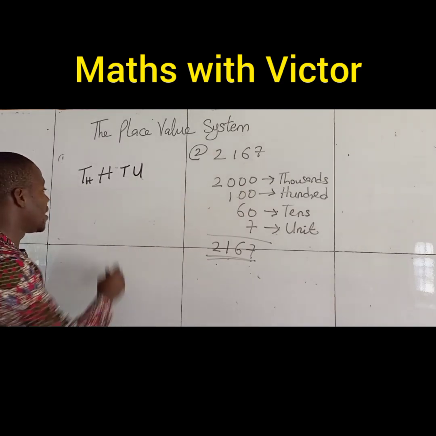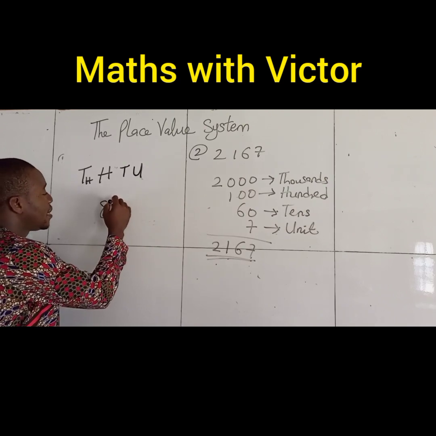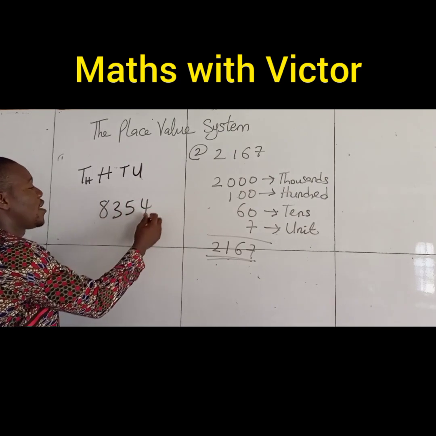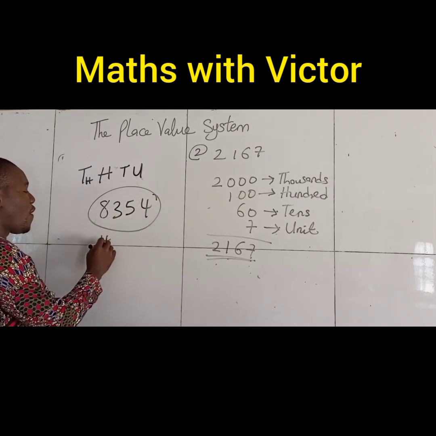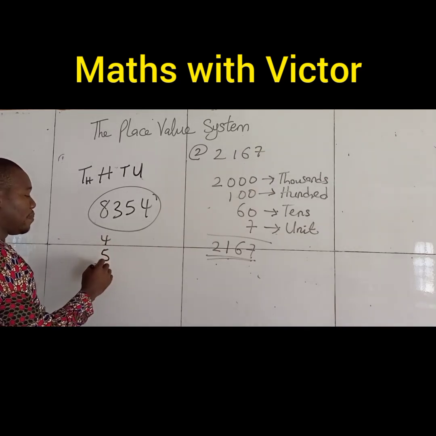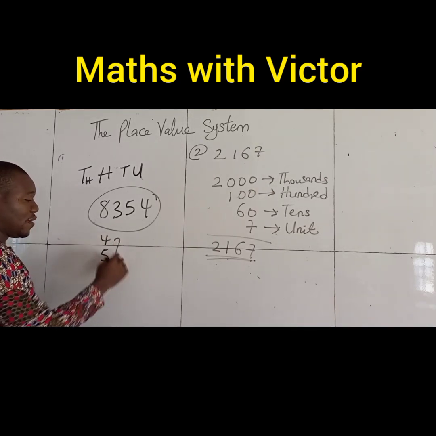I will leave you with this: 8, 3, 5, 4. So you tell me the place value of 4, the place value of 5, the place value of 3, and the place value of 8.